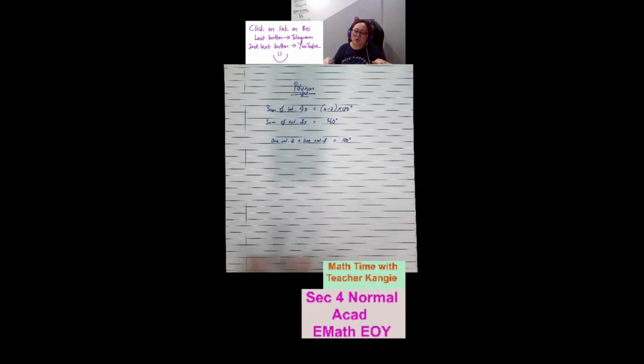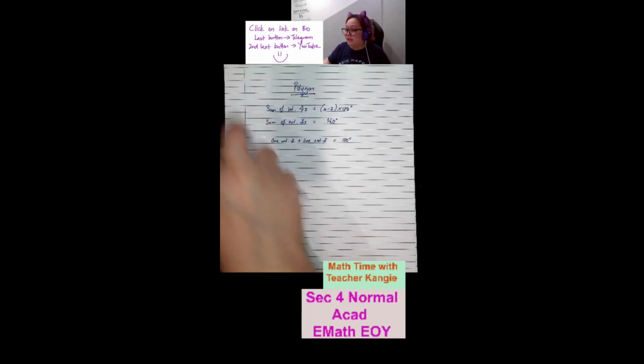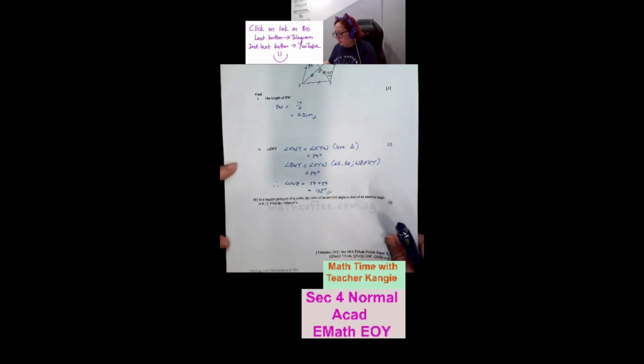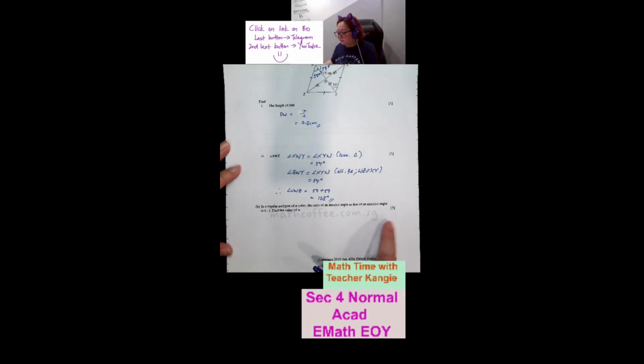But of course, you're expected to go and remember pentagon is 5 sides, hexagon is 6 sides, and so on. All these common polygon names you need to know. So now, based on this information, come back to this question, which is a 3 marks question.